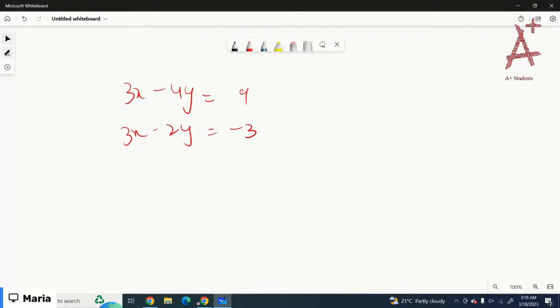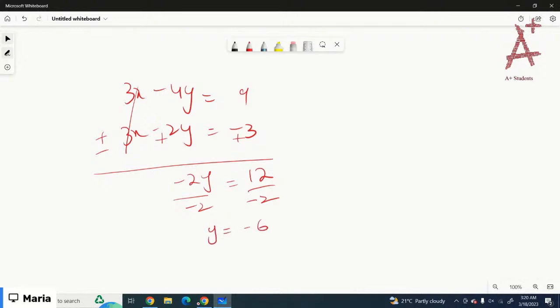Got it? Either by adding or subtracting. Not by adding, because when you add, they make 6. That means you have to subtract them. So when subtracting, you change all the signs. Now 3 minus 3 is 0. Negative 4 plus 2 is negative 2y. And 9 plus 3 is 12. Just divide both sides by negative 2. It would be y equals negative 6.